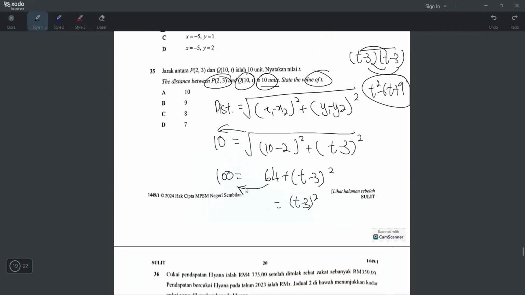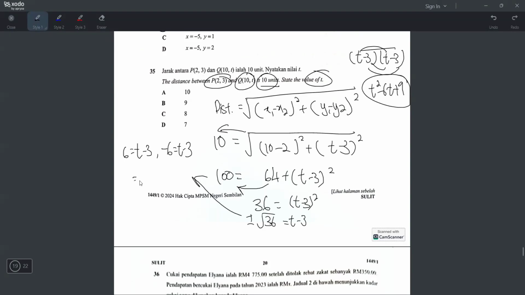Okay, 100 minus 64, what you get? 36. And then afterwards, you pinna the square. And when you pinna the square, remember got two answer. Square root 36 got two answer, plus minus. So square root 36 got two answer, 6 and -6. Okay, so I write here. So it'll be 6 equals t minus 3. And then the other one is -6 equals t minus 3. Okay, because 6 square is 36, -6 square is also 36.